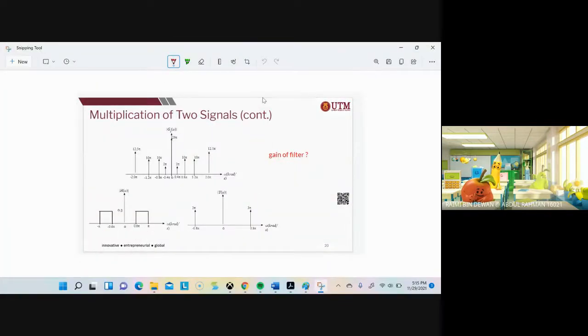So if you see here, this one I ask you guys to try. What is the gain of the filter? I ask you to try to figure it out yourself, to help you actually think. So if you see, we have 0.8, we have 1.2, 2, and 0.4, for example. But we want only the frequency that is 0.8. We don't want this, and we also don't want this.